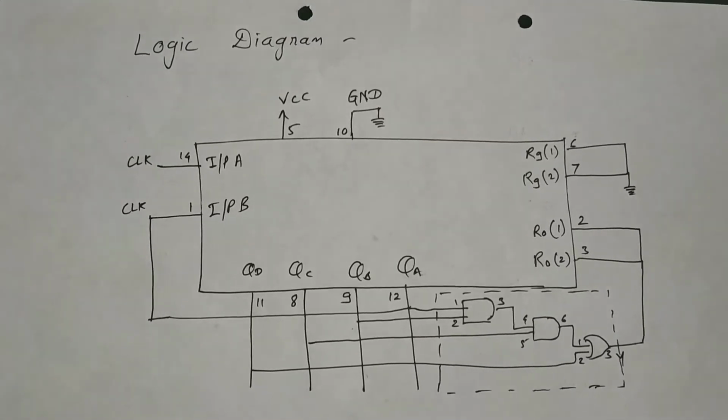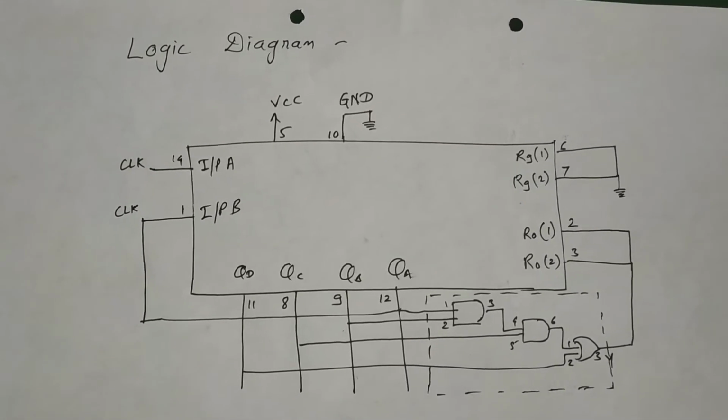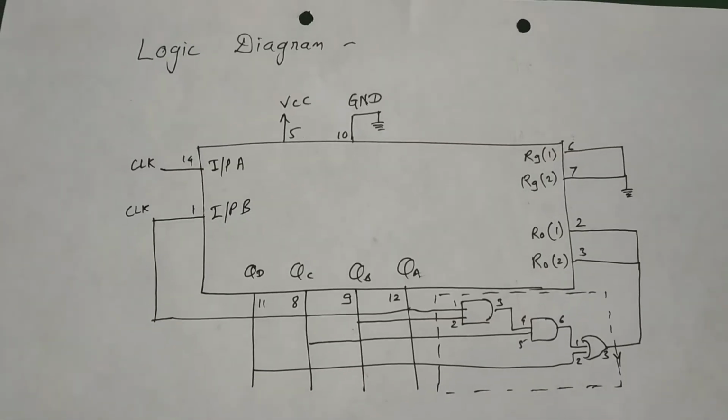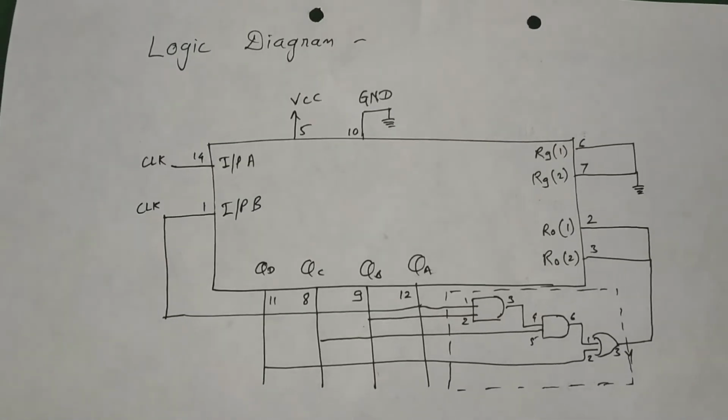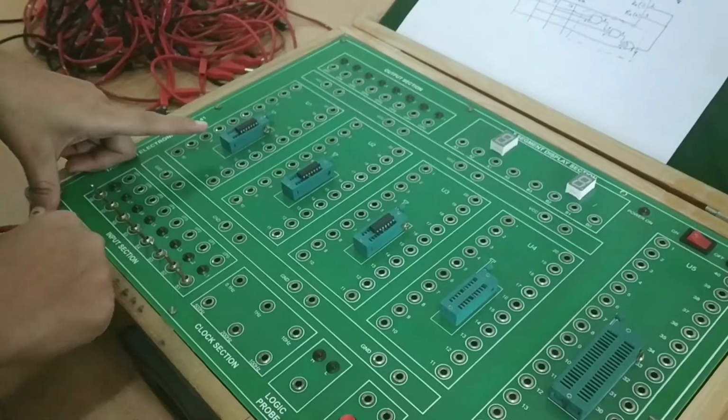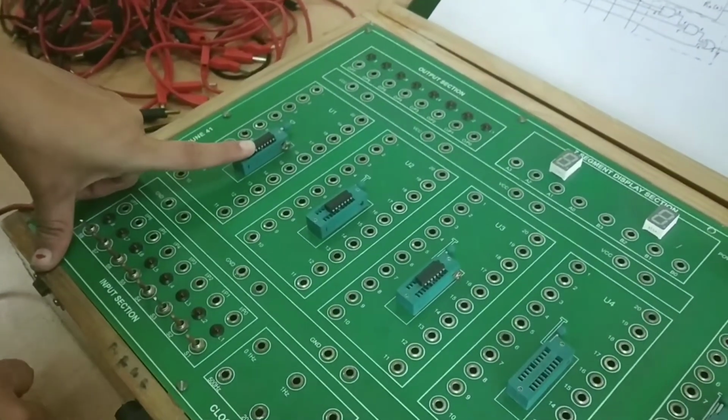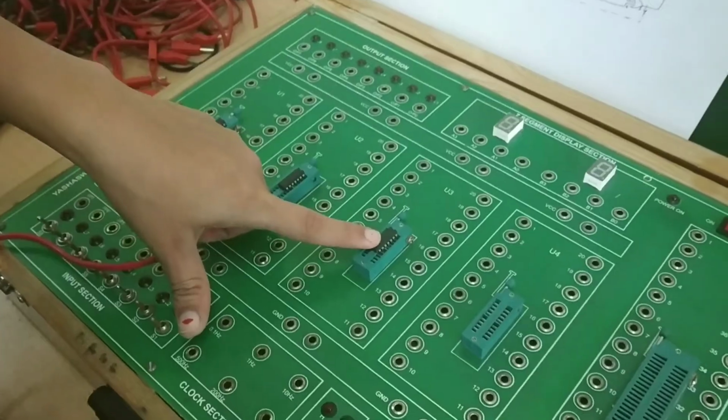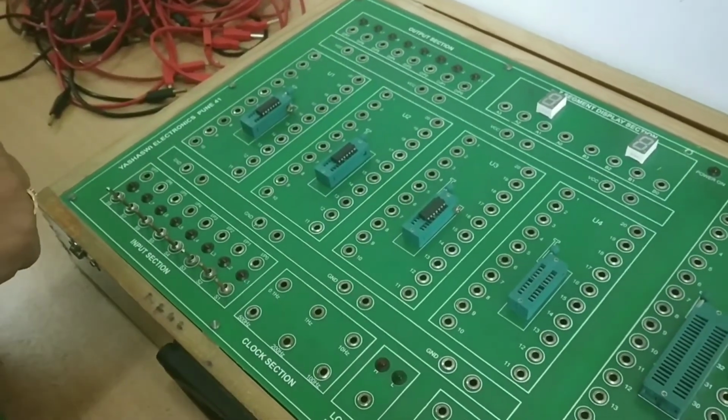So the requirement is what? IC 7490, that is a mod 10 IC. Other than that, you will require an AND gate IC, and you will require an OR gate IC. These are the ICs: this is the 7490, this is the IC of the AND gate, this is the IC of the OR gate. Right now I have to make the connections.